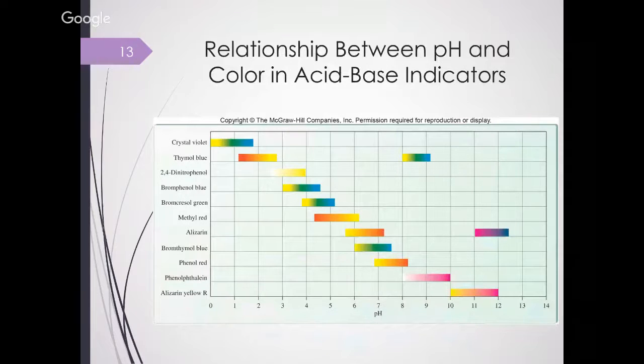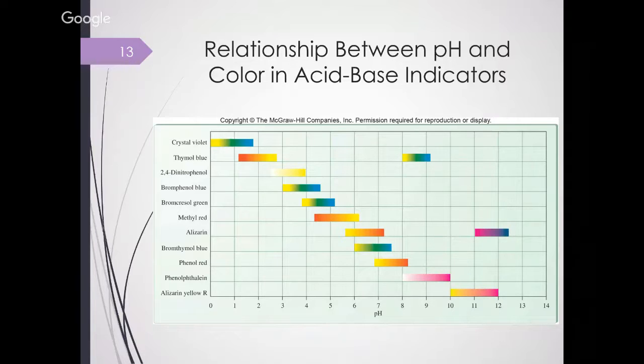So the relationship between pH and color and acid-base indicators, and we're going to do a titration. We're going to use phenolphthalein. So you want to pick your indicator close enough to the pH of where it's going to change. If your pH is going to change between 2 and 3 based on the acid or the base that you're using, you're not going to use phenolphthalein as your indicator.